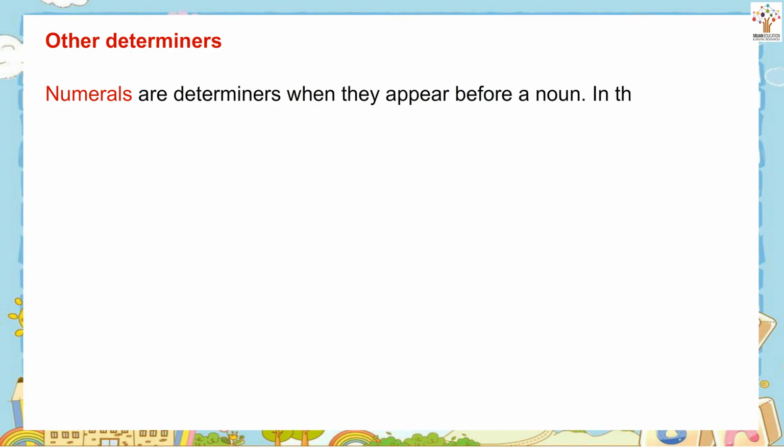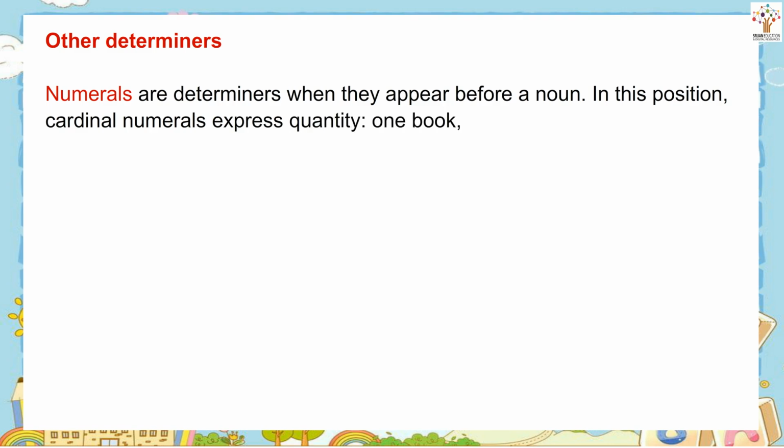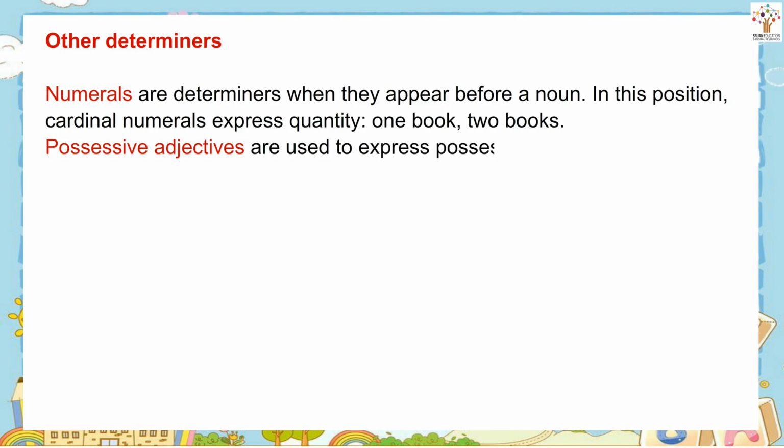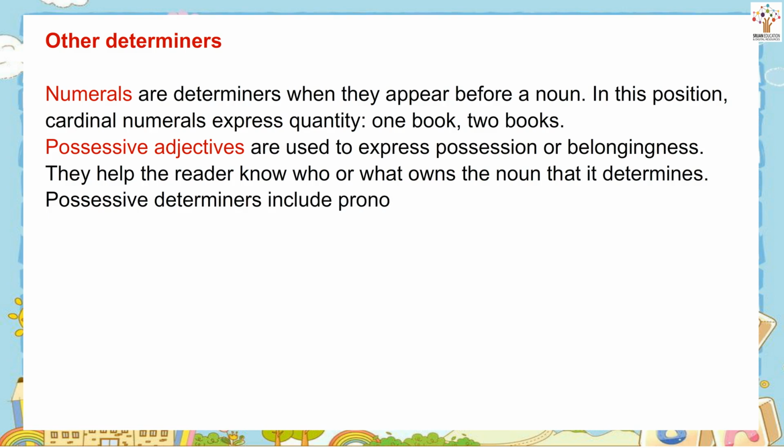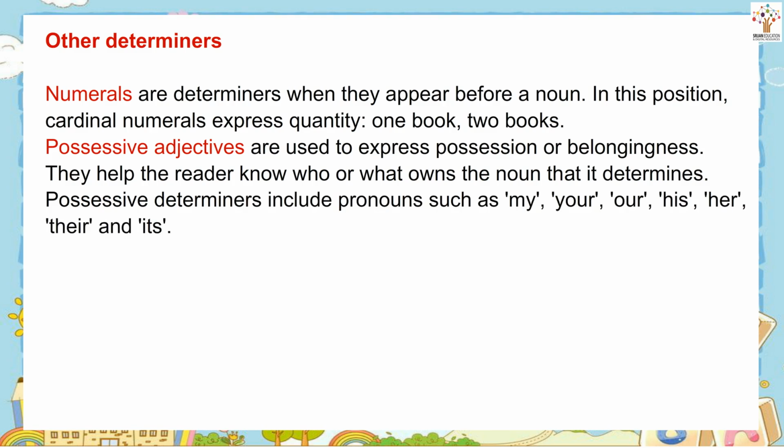Other determiners. Numerals are determiners when they appear before a noun. In this position, cardinal numerals express quantity: 1 book, 2 books. Possessive adjectives are used to express possession or belongingness. They help the reader know who or what owns the noun, that is, determiners. Possessive determiners include pronouns such as my, your, our, his, her, their, and its.